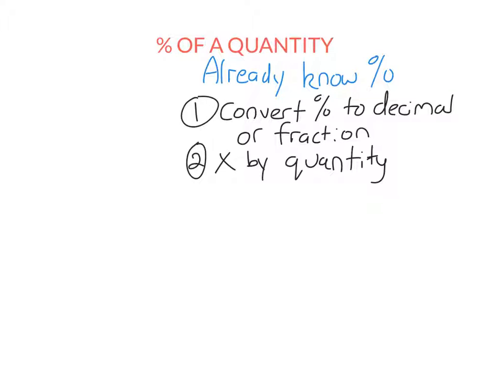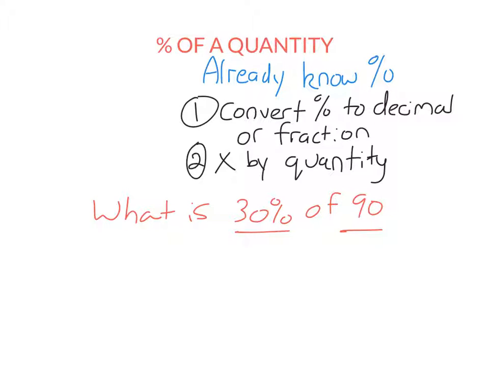This is a really basic example. What we're going to do is find 30% of 90. Okay, so here we already know the percent. This is the quantity. It doesn't matter whether it's $90, 90 kilos, whatever, we do the same thing. So first step, convert the percent to a decimal or a fraction. I'm going to, in this case, do it as a fraction. So 30% is 30 over 100. Of means times by the quantity. Okay, that's all I need to do.